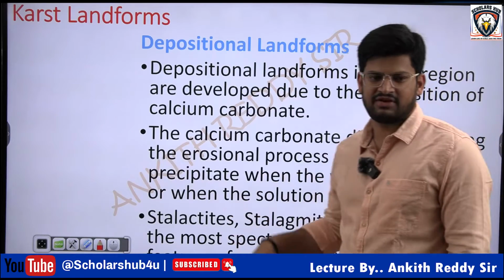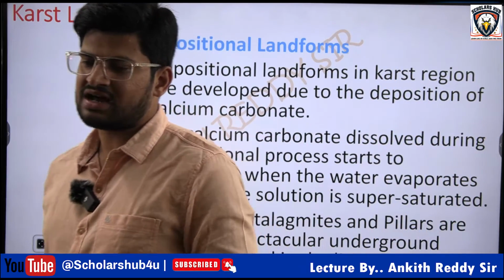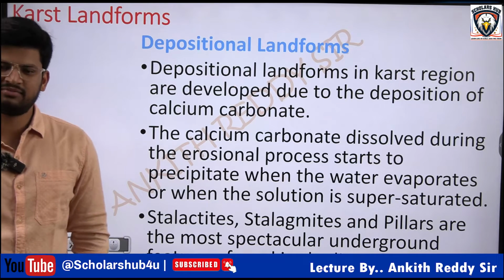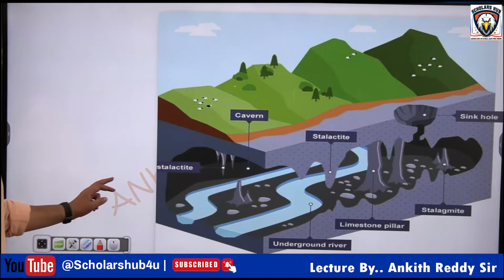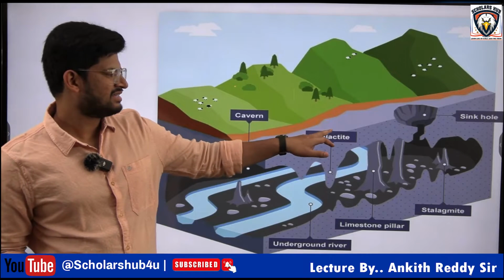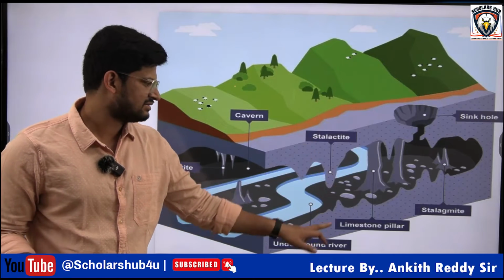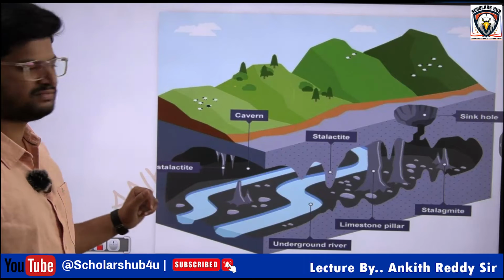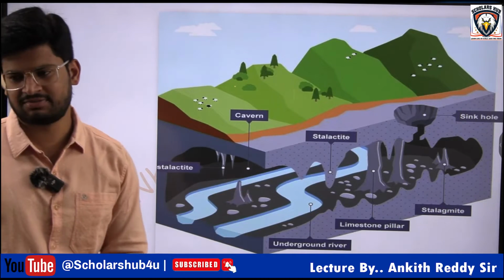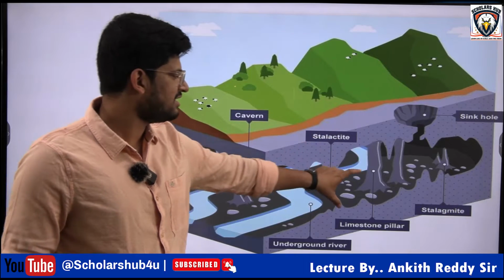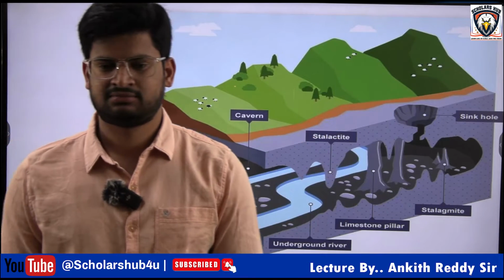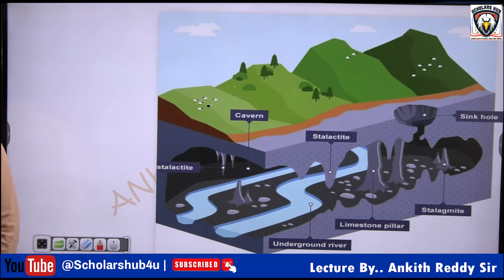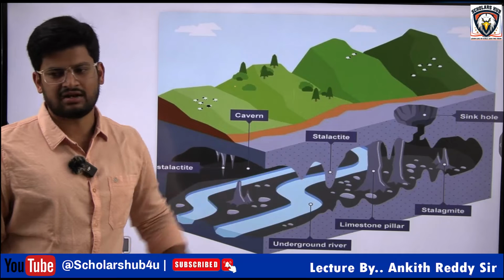Now depositional landforms, very important. Karst depositional landforms. There are only two things you have to remember: stalactite and stalagmite. These are two depositional features. First note down stalactite, and second stalagmite. I will explain what they are. Now, how are they formed?